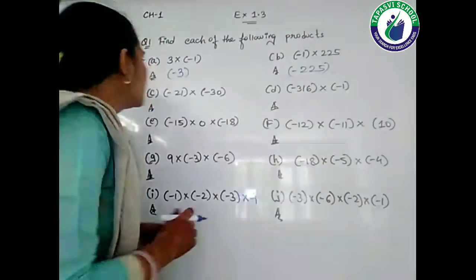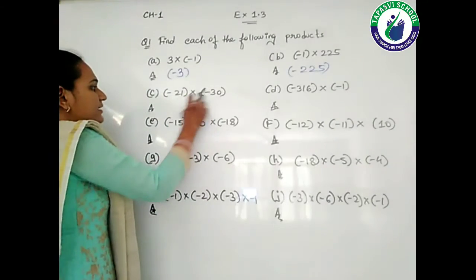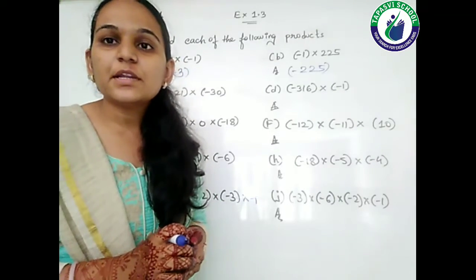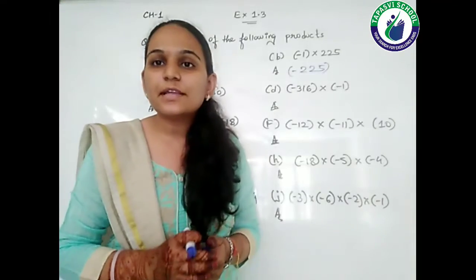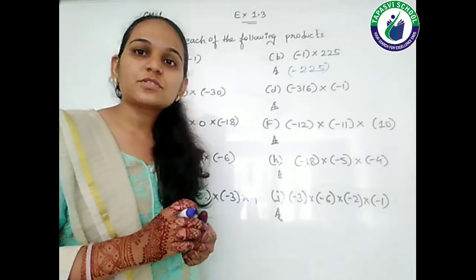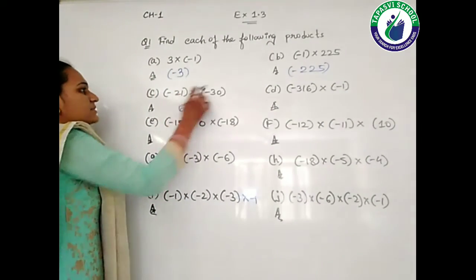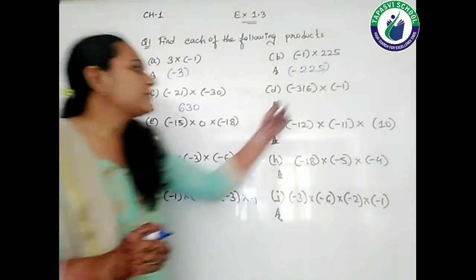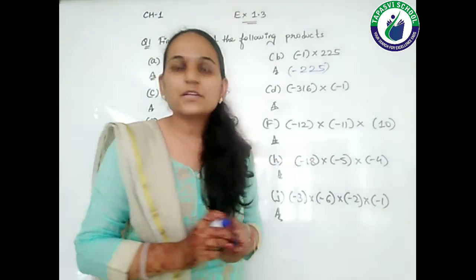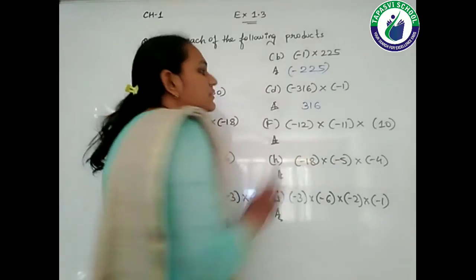Third question, minus 21 into minus 30. So minus minus becomes plus, and 21 into 30, that means multiply 21 and 30. So 21 3s are 63, and put 1 zero, so 630, and minus minus becomes plus. Next one, minus 316 into minus 1. So 316 multiplied by 1 is 316, and minus minus is plus.